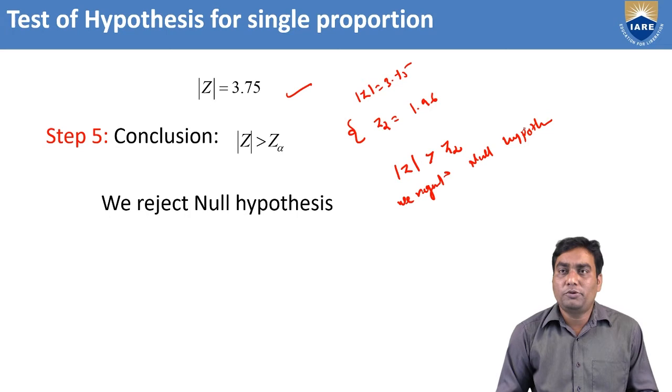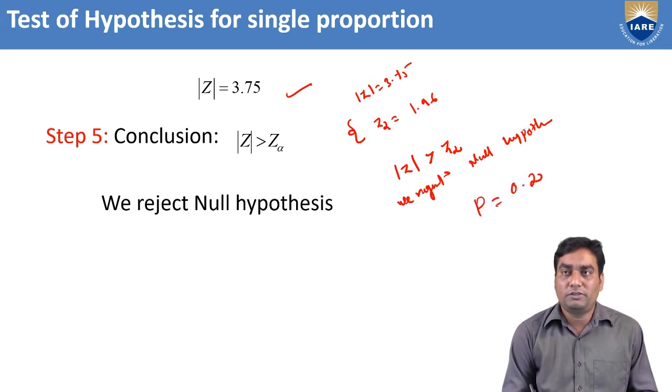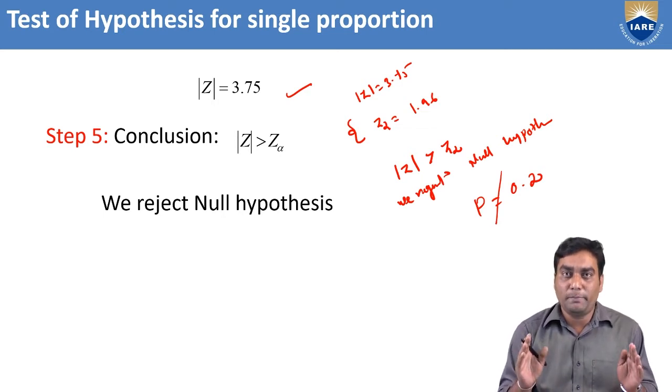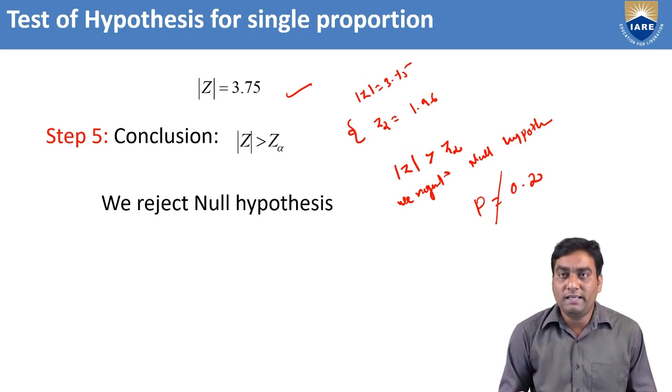We reject the null hypothesis, which means P equal to 0.2 is the null hypothesis. We are rejecting P equal to 0.2. That means whatever statement was passed, that 20% of manufacturers are good quality, is a wrong statement. We can conclude that it is a wrong statement.